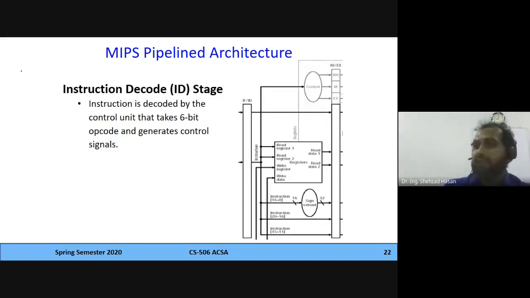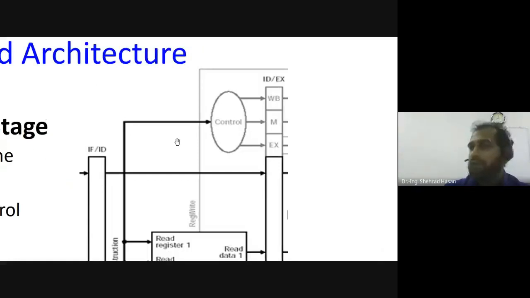So this is our second stage, which is instruction decode. What happens in instruction decode is that we decode the instruction. That's the first thing. And the second thing we are going to do is, so this is the decoder part where we are going to decode it.